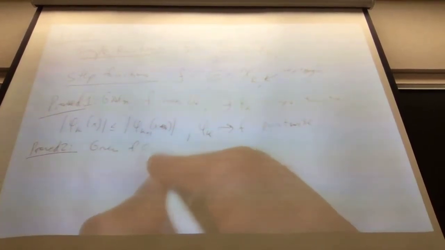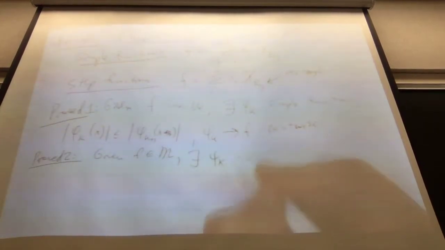And we also proved that given f measurable, there exist step functions phi_k which converge to f not at every single point, but almost everywhere, for almost every point.